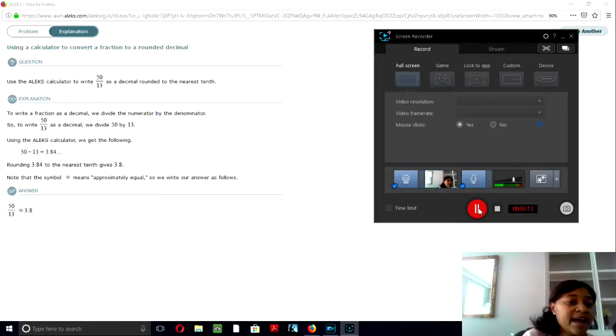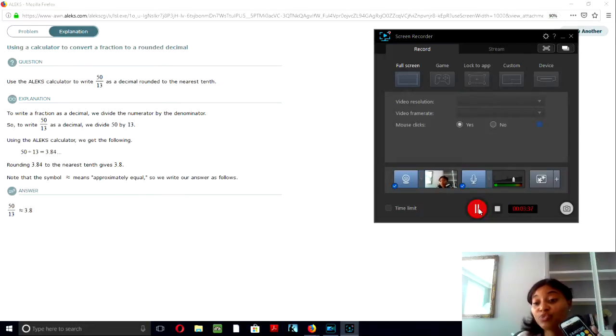So what we have here is 50 over 13, and what I am doing is typing in 50, and then clicking on my divide sign, typing in 13, and pressing the equal sign, and I have 3.84, and then we round this.